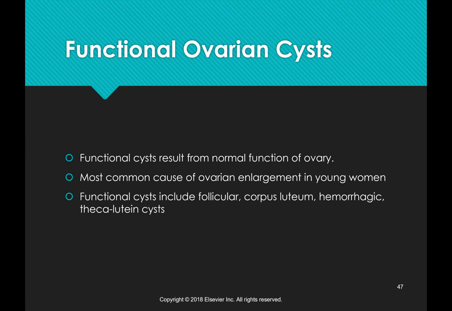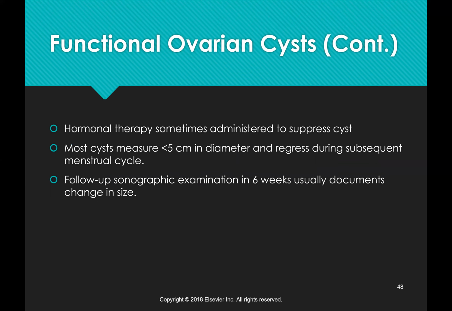All right, so let's talk about functional ovarian cysts. Functional cysts result from normal function of the ovary. Most common cause of ovarian enlargement in young women, functional cysts can be follicular, corpus luteum, hemorrhagic, or theca-lutein cysts. They're benign. Hormone therapy is sometimes administered to suppress cysts. That means OCPs or birth control. Most cysts measure less than 5 centimeters and regress during the subsequent menstrual cycle.